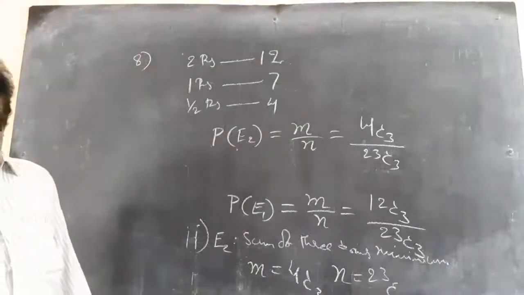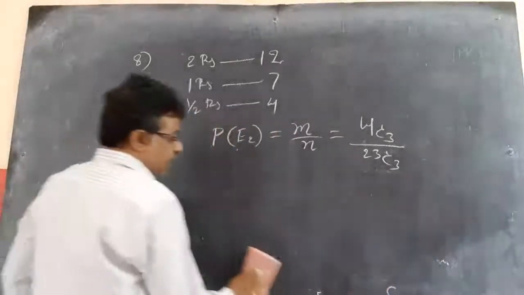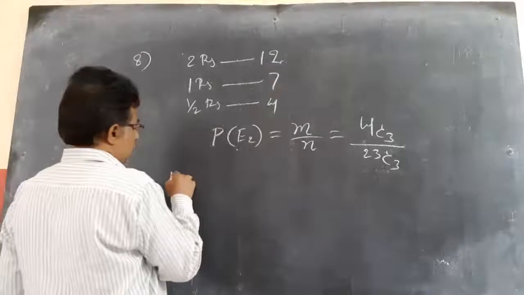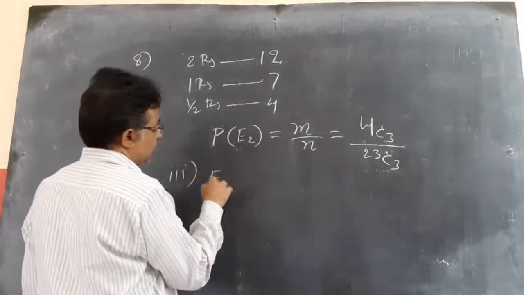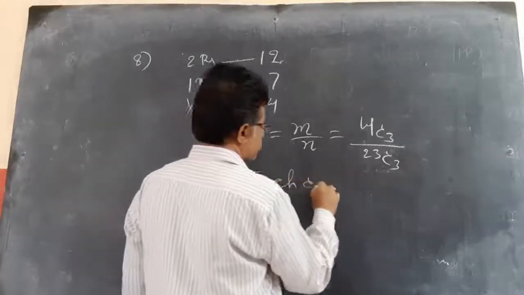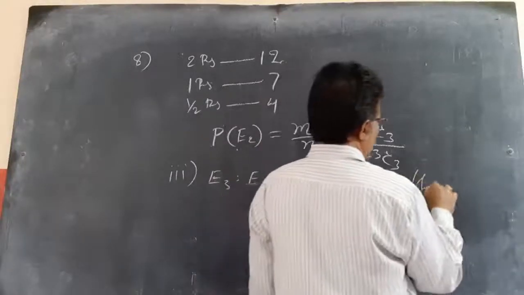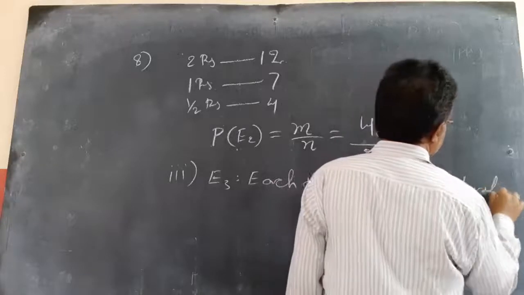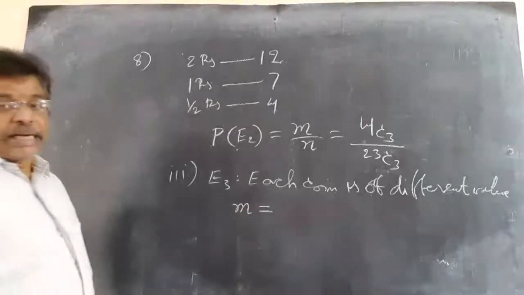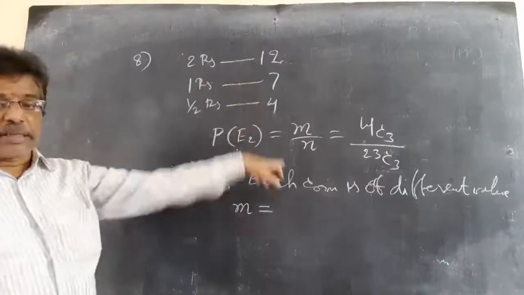Next, the third bit is asking the same sum. Each coin is of different value. Each coin is of different value means the third bit is asking, I am taking P3. Each coin is of different value means favorable conditions are different values, means I need to pick up one coin from this, one coin from this, one coin from this.